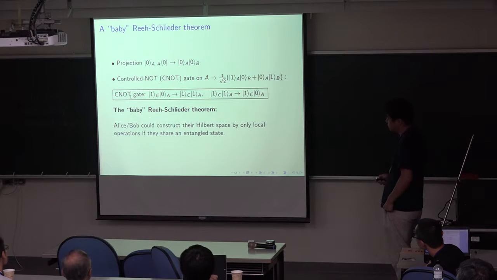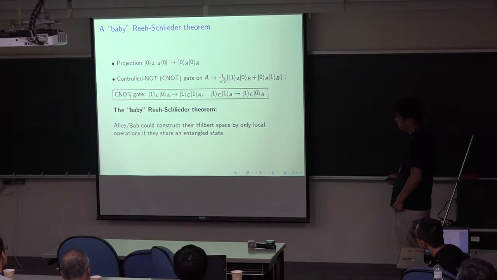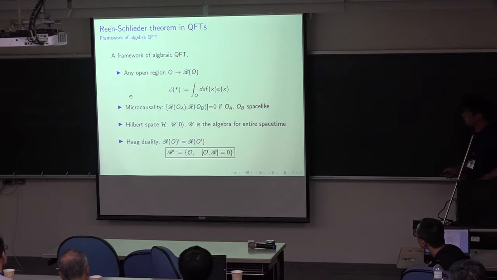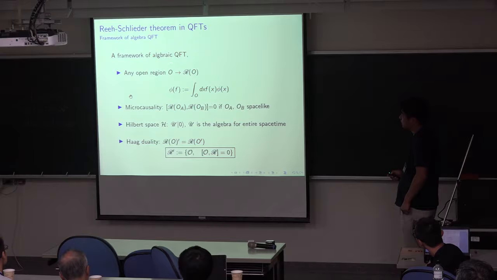So the Reeh-Schlieder theorem actually says that Bob and Alice can construct the whole Hilbert space by performing local operations if they share an entangled state. So the theorem is closely linked to entanglement. To state the Reeh-Schlieder theorem in algebraic quantum field theory, this is a framework of algebraic quantum field theory.